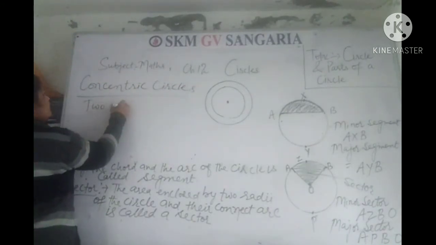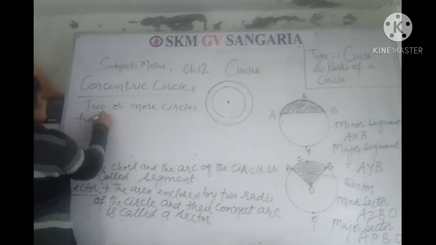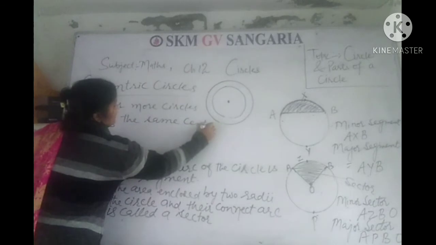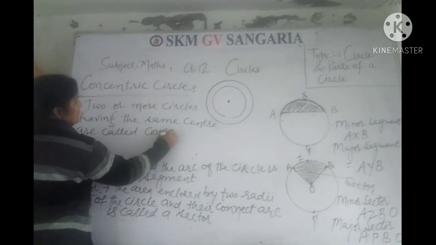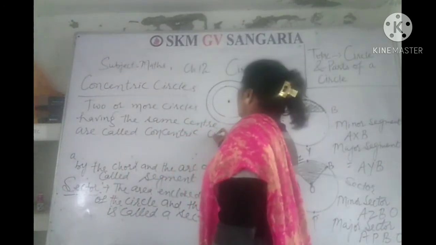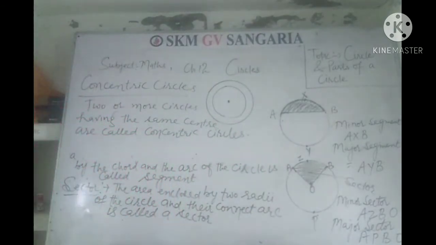Two or more circles having the same center are called concentric circles. Here the center is the same for both of the circles. Okay. They share a common center.